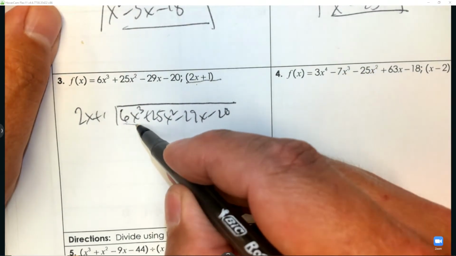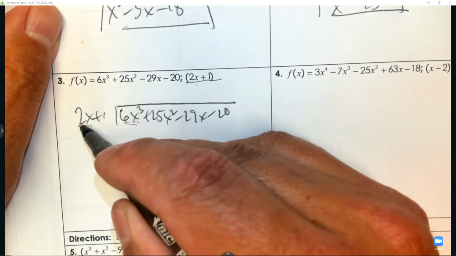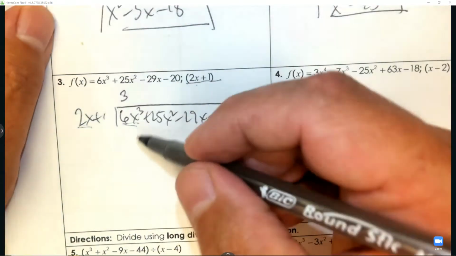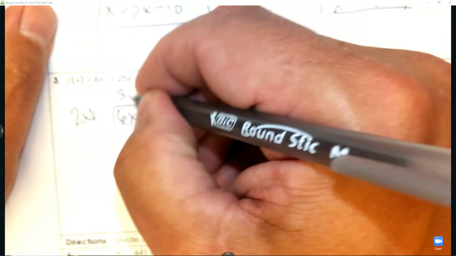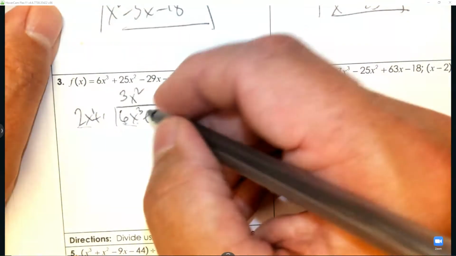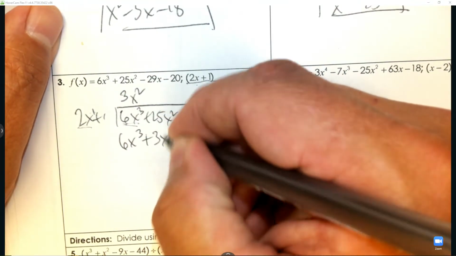Then we're going to take the power term divided by the power term. So the very first term divided by the very first term. 6 divided by 2. And then when you divide, you subtract the exponent. So 3, take away 1. That's x squared. Then we're going to multiply. So 3x squared times 2x is 6x cubed. And 3x squared times 1 is 3x.